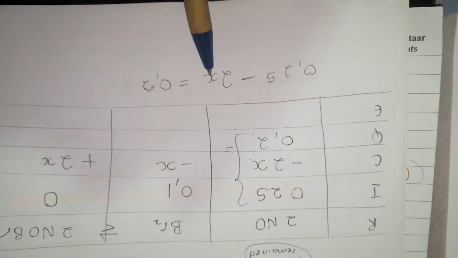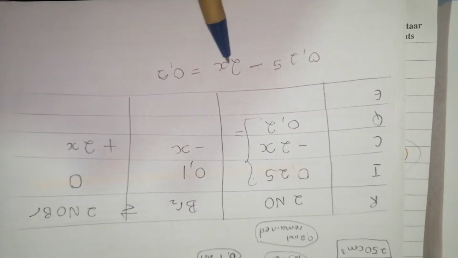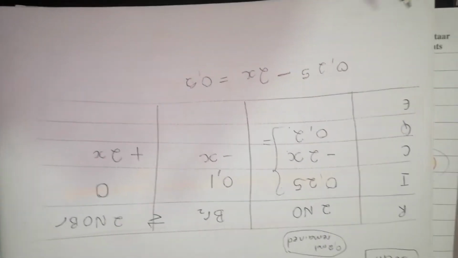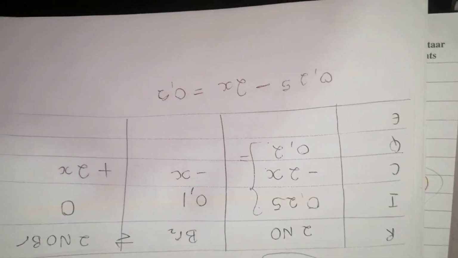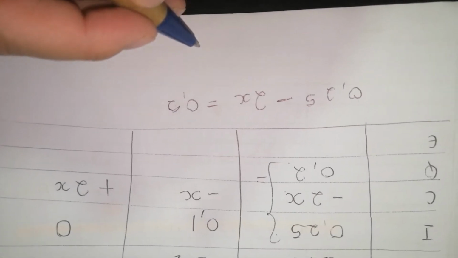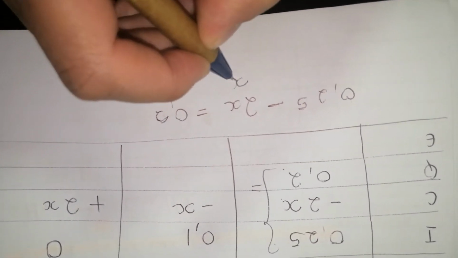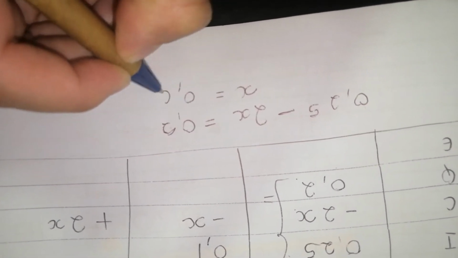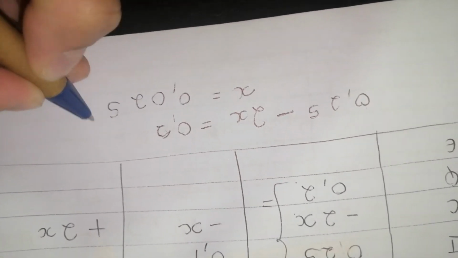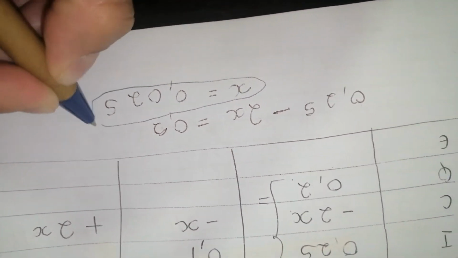We're just saying this plus this equals that, or this minus this equals this. Now that we have this formula, I'm not going to go into solving formulas. You guys know how to do that. You're going to solve for X, and you're going to get an answer of 0.025. So this is what X is equal to.